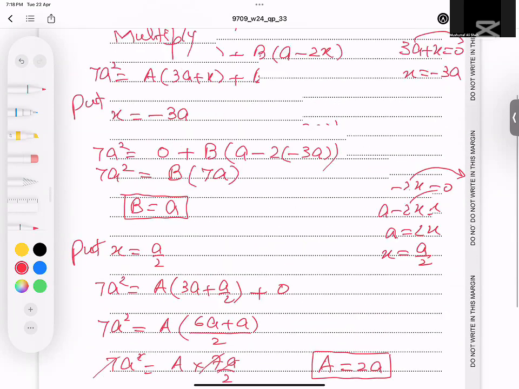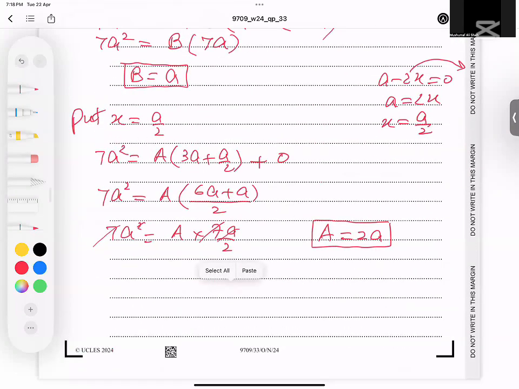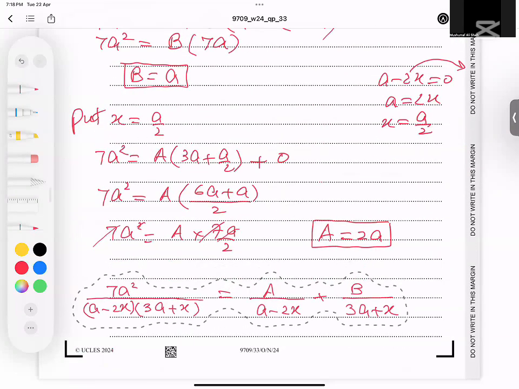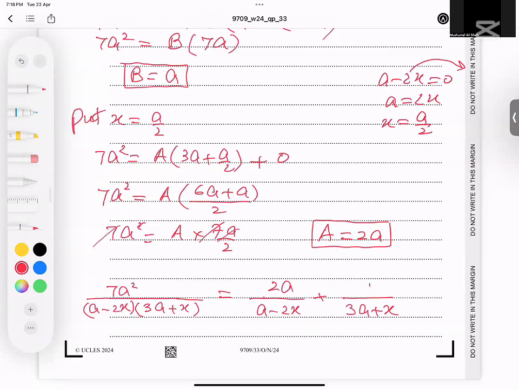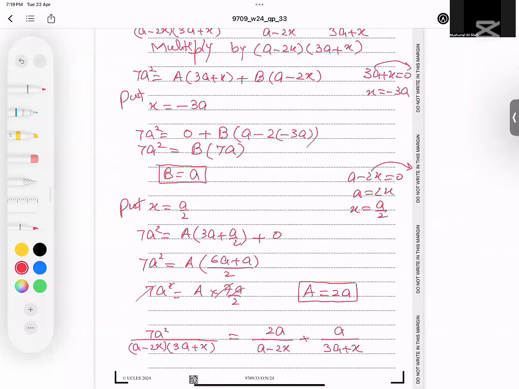So if I plug back into the equation, students, I take this equation here. Finally, I replace A and I replace B. A is replaced by 2a and B is replaced by only a. And this is my answer number 1. And let's go to the next page.